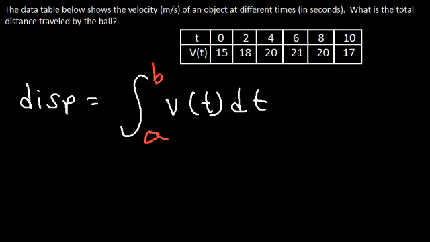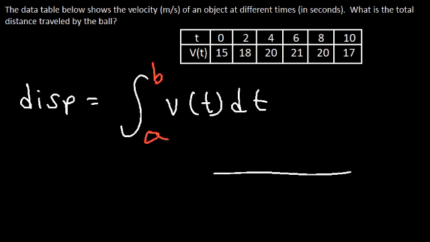Now, distance and displacement will be the same if the object moves in one direction, if it doesn't change direction. So notice that the velocity is always positive. It doesn't become negative. So if the ball moves in one direction, you can calculate the distance by finding the displacement. They're going to be the same.